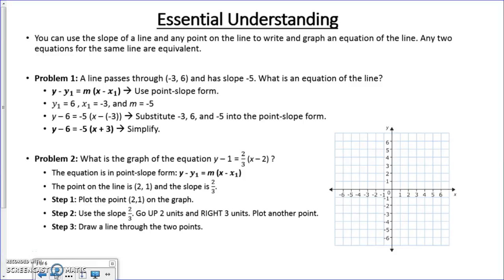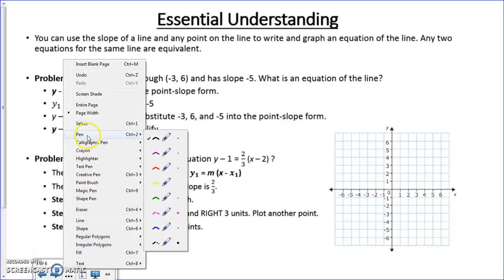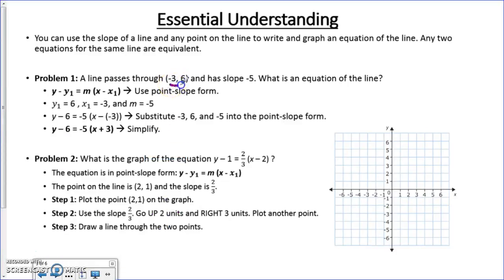Problem 1. A line passes through -3, 6 and has slope -5. What is an equation of the line? Well, they give you the point and they give you the slope, so you want to use point-slope form. y1 is equal to 6, x1 is equal to -3, and m is equal to -5.